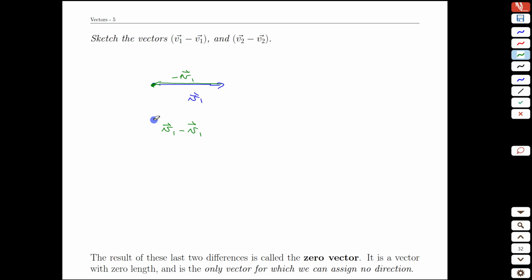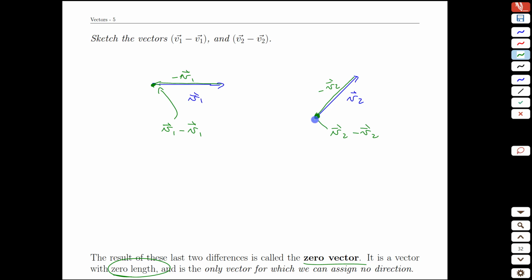Let's actually keep it up here in the original diagram to avoid the confusion. And notice the same thing is going to occur if we take v2 minus v2. If that's our v2, and then we say, I'm going to subtract that v2 away again, then where do we end up? We end up back where we started. And so that point there is also v2 minus v2. And this is a special case for vectors. If we look at those two differences, these are called the zero vector because there is zero length.